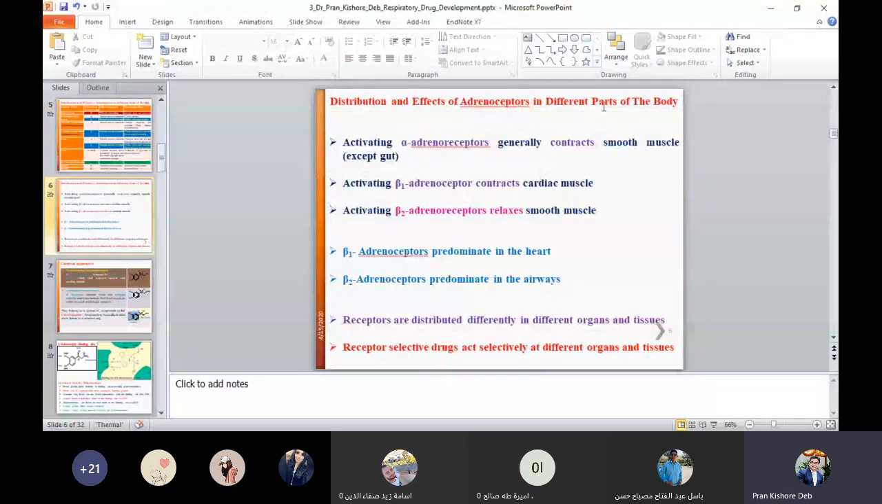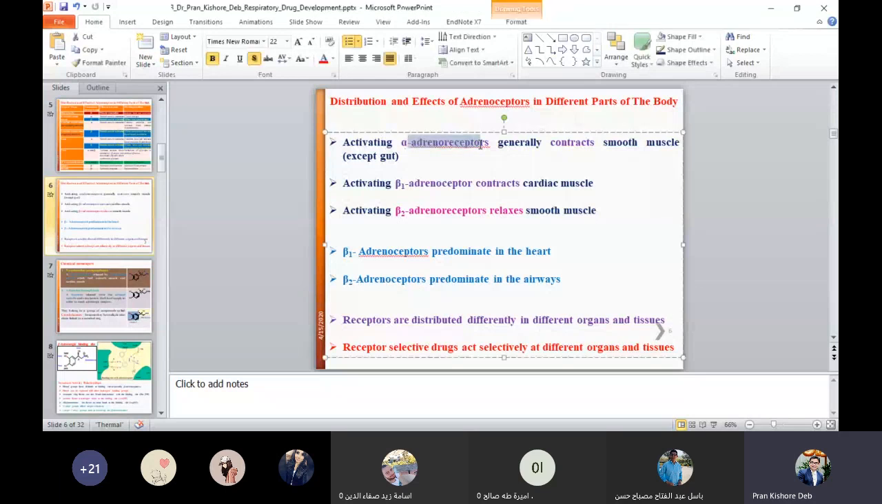See the distribution and effect of adrenoreceptors in different parts of the body. Activating alpha adrenoreceptor, what happens? It generally contracts the smooth muscle except gut. Activating beta 1 receptor contracts the cardiac muscle, whereas activating beta 2 adrenoreceptor relaxes the smooth muscle, opposite to each other. Beta 1 adrenoreceptor is predominant in the heart, whereas beta 2 adrenoreceptor is predominant in the airways. As I have discussed just now, these receptors are distributed differently in different organs and tissues, and receptor selective drugs act selectively at different organs and tissues. So here we discuss 2 points. When we say receptor selective drugs, it has to be specific to a particular receptor plus a particular tissue.